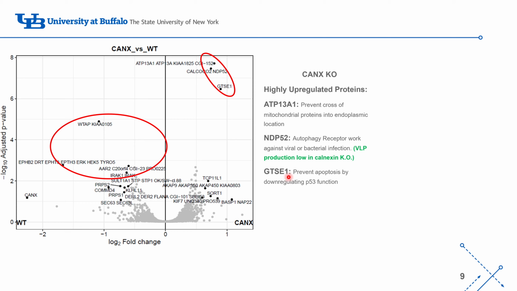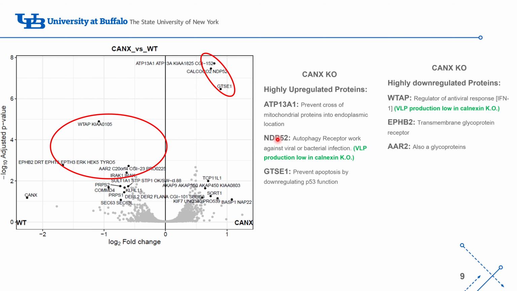Another interesting thing we observed is the protein GTSE1. In the literature, it has been reported that GTSE1 is related to preventing apoptosis within the cells. So this could indicate that this high production of GTSE1 is somewhere related to the survival of the cells or preventing apoptosis within the cells.